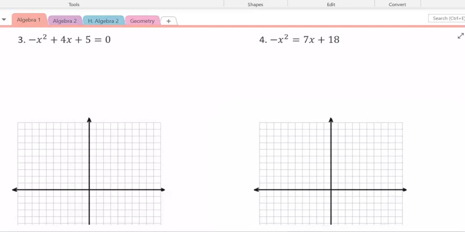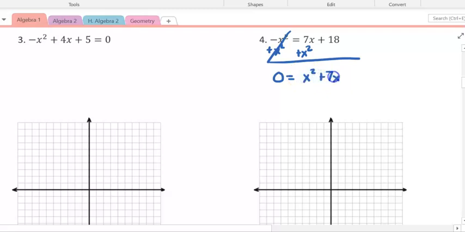So on number 4, it is not in standard form yet. And so what I can do is I can either bring the negative x squared towards the right, or I can bring the 7x and the 18 towards the left. It technically does not matter. So I'm going to choose to add the x squared to the right, just because then I only have to move one item, not two. So then I'm going to have x squared plus 7x plus 18. All right, and that is in standard form.